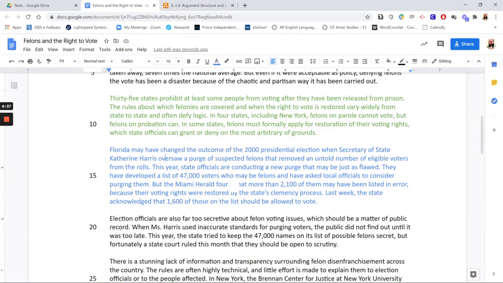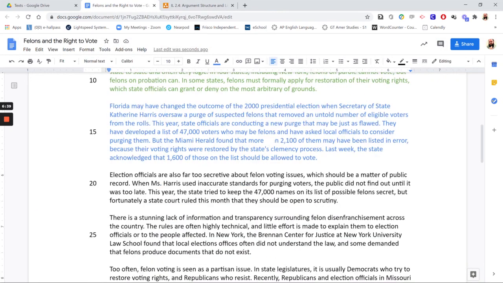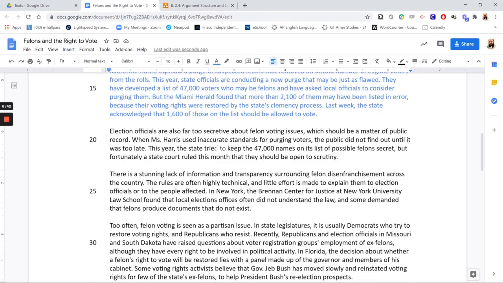Okay, so after color coding that next paragraph blue, just to keep my arguments and lines of reasoning straight, let's move on to paragraph 1, 2, 3, 4. Elections officials are also far too secretive about felon voting issues, which should be a matter of public record. When Miss Harris used inaccurate standards for purging voters, the public did not find out until it was too late. This year, the state tried to keep the 47,000 names on its list of possible felons secret, but fortunately a state court ruled this month that they should be open to scrutiny.